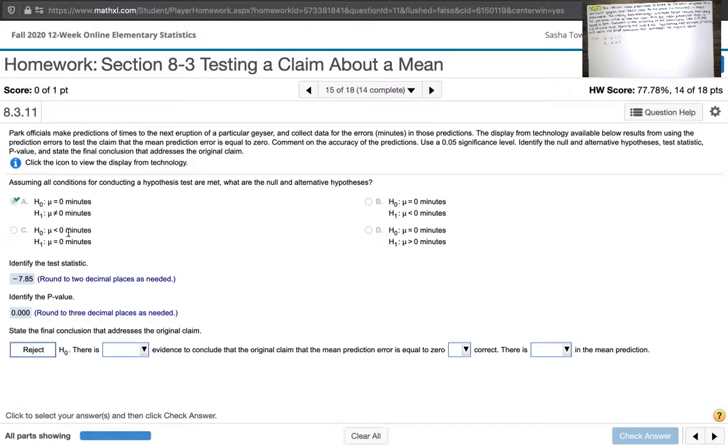And since the null hypothesis was the original claim and we're rejecting it, we'll say there is sufficient evidence to conclude that the original claim that the mean prediction error is 0 is not correct. There is some error in the mean prediction, because the mean prediction error being equal to 0 is incorrect, so there must be some error.